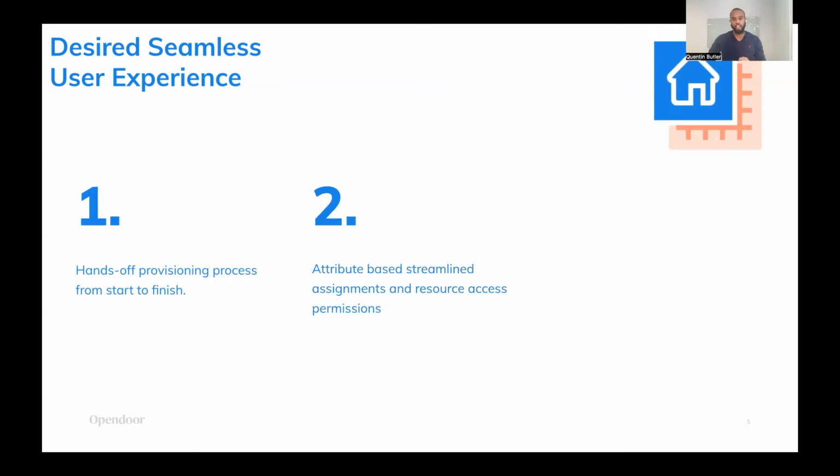For tracking, we use a Google Sheet checklist where we manually added terms to log into each app, whether they had access or not, ensuring we revoke access in case. All right, so let's talk about our desired seamless user experience. We wanted a hands-off provisioning process from start to finish. We wanted attribute-based streamlined assignments and resource access permissions. We also wanted centralized logs and alerting that can confirm output after transition.